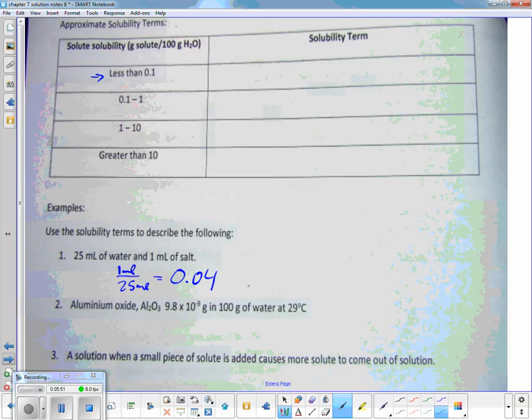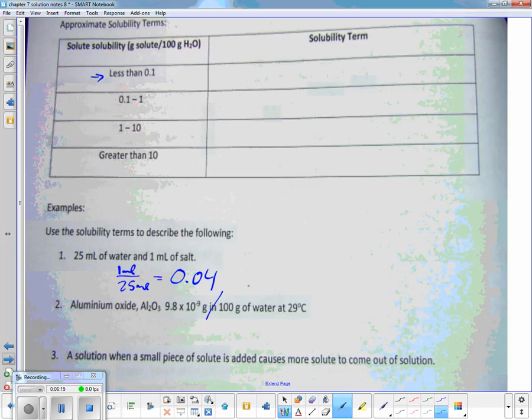How would you label that? There's no label. So for number 2, we just get the 9 divided by 100 grams, and then the temperature doesn't matter. It just means at that temperature, that's how much I can dissolve. If I change temperatures, that changes. Okay? So then I find this and I find out where it fits here. Is it considered soluble? Is it considered insoluble?